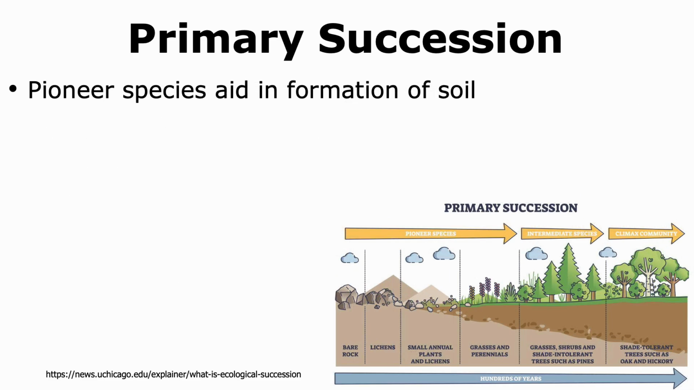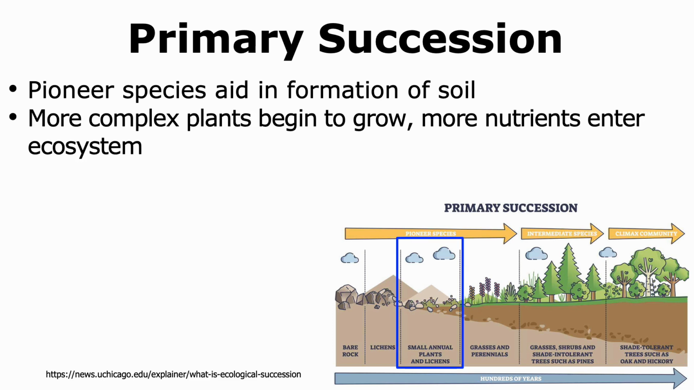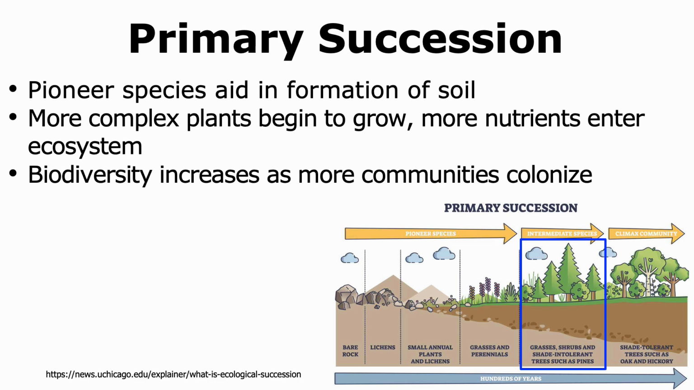Once pioneer species are established in the habitat, they help in the formation of soil. Once soil is formed, more complex plants can begin to grow. These complex plants start bringing in more nutrients that enter the ecosystem and allow conditions for other types of organisms to grow. With time, the biodiversity increases and more communities start colonizing that land.